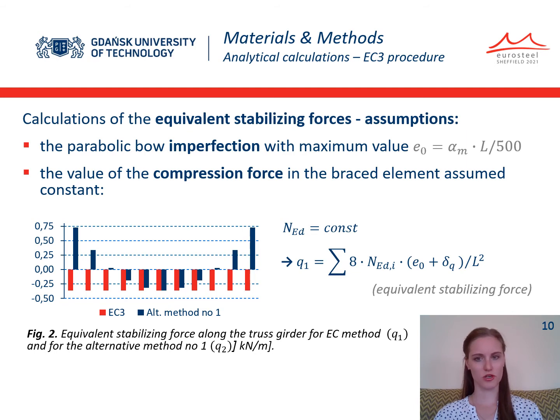In the Eurocode procedure to assess the equivalent stabilizing force, two main assumptions hold. The initial geometrical imperfection of the restraint member is the parabolic bow imperfection, and the value of the compression force in the braced element is assumed constant. Given these assumptions, the equivalent stabilizing force and the stabilizing force in purlins can be calculated.